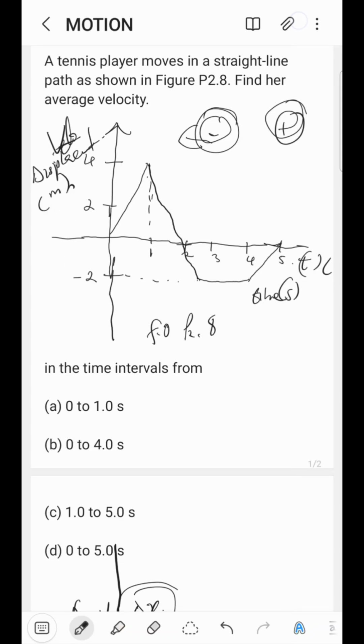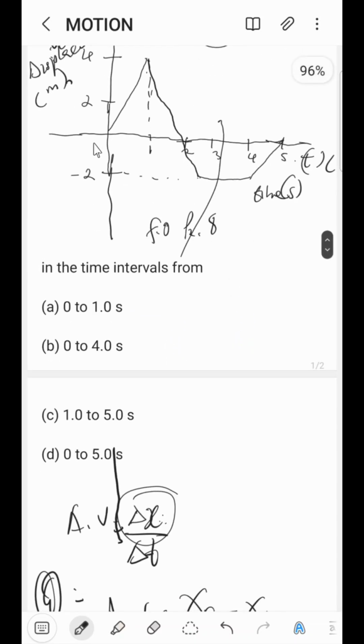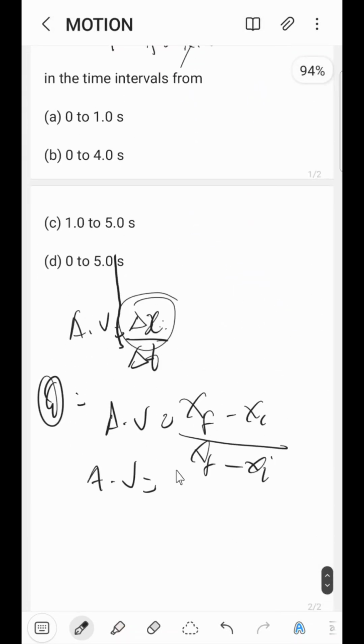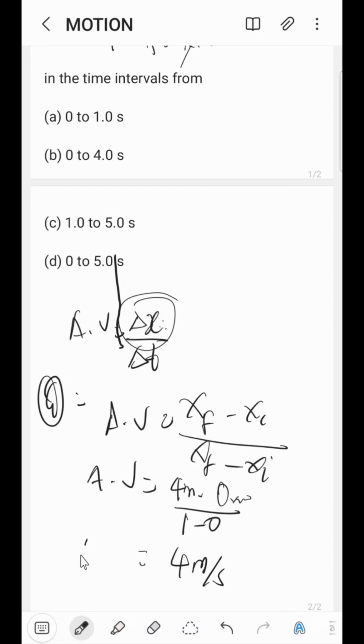Okay, so in the time interval from 0 to 1, that is from here to 1. What is our initial displacement? 0, right? Final displacement is 4, final time 1 second, initial time 0. So we have final displacement 4 meters minus initial displacement 0, over time 1 minus 0, so we have 4 meters per second. That is your average velocity for A.